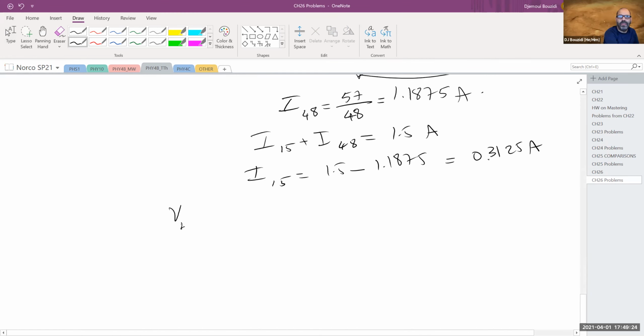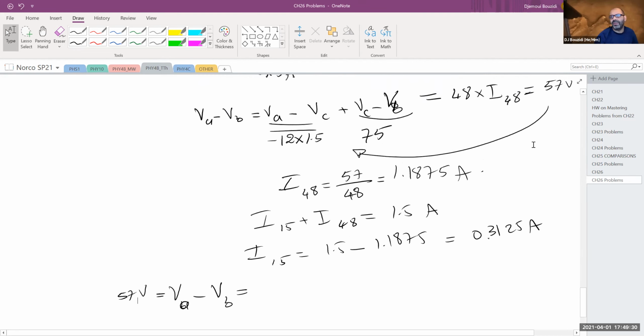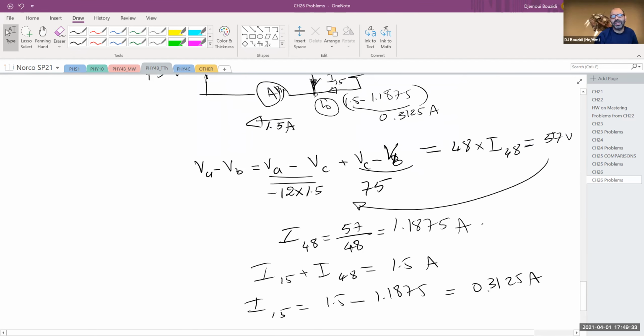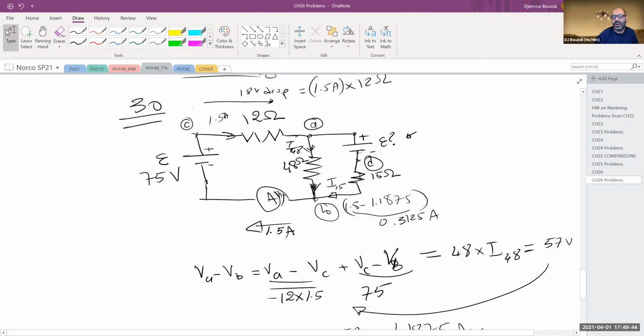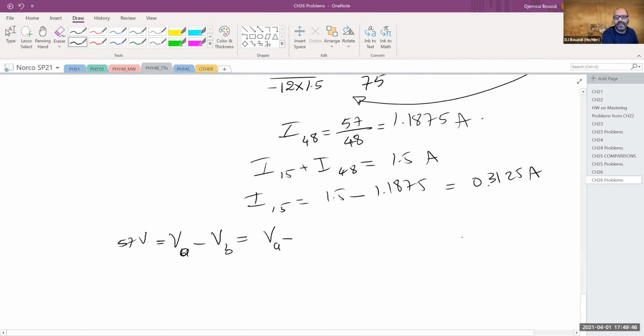VA minus VB, which I know how much it is. It's 57 volts. I already computed that from the previous calculation. This is how much it is. I know exactly from this calculation how much it is. So this one is equal also to VA minus VD, plus VD minus VB. I mean, this makes sense. That's exactly how much it's supposed to be.